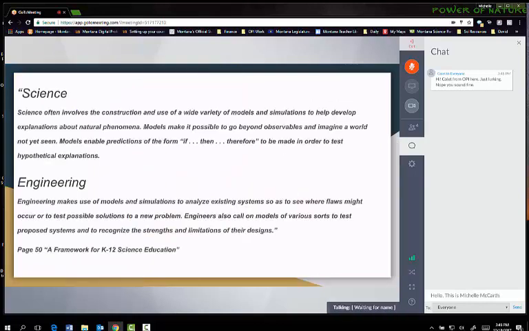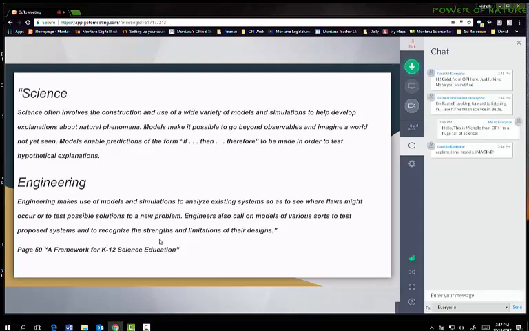And this is two excerpts from the text, K12 Science Education from the National Research Council, and their specific definitions of science and engineering with models. And so my question to the audience is, what particular verbs in the science definition do you see that you think is very important? I'll start the science portion.